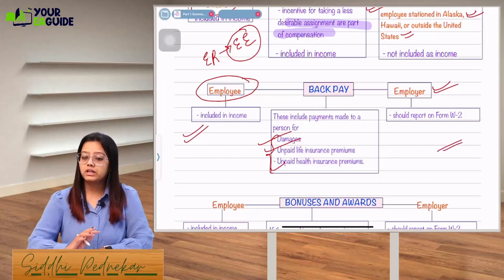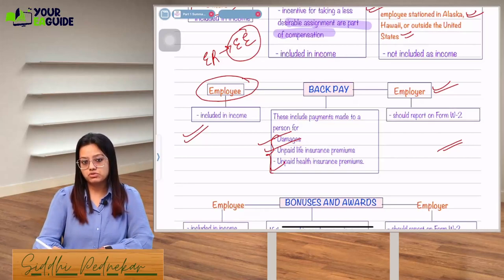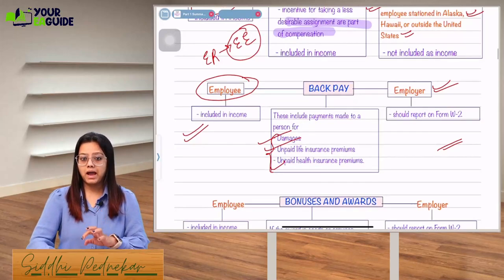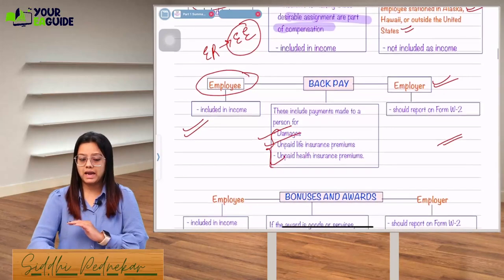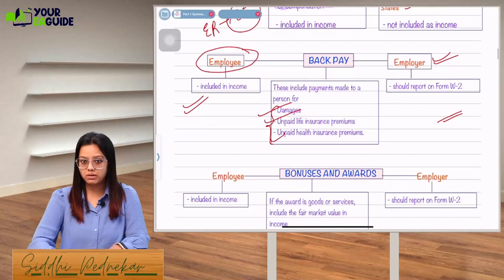They will report it in the W-2 form and taxes will be deducted. Actually, it is a payment from employer to employee, so it will be included in the W-2 form, taxes will be deducted, and for employee it will be included in the income. Back pay is nothing but just remember, like any previous payments which are now being made. Okay, it's called back pay.